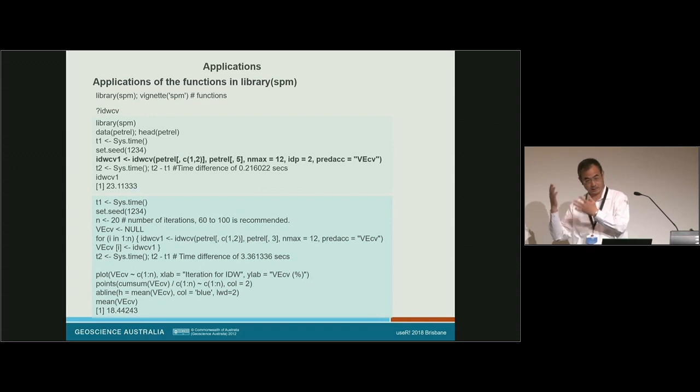And as I showed before, that is just based on one iteration of cross-validation. To stabilize it, we need to repeat it, but here we only repeat 20 times. And you can see the average accuracy is 18%. And of course, you can plot the thing. The code provided there can produce the plot I showed you before.